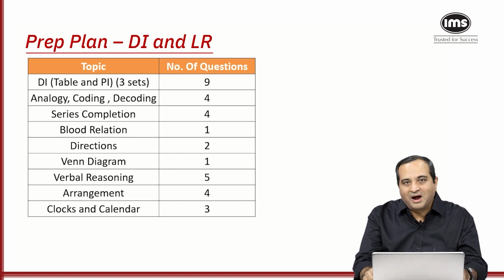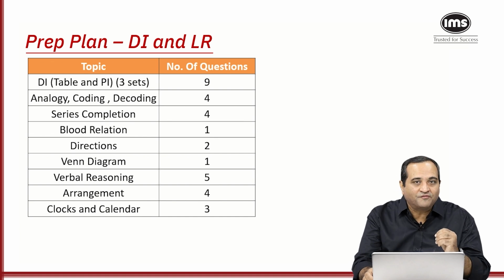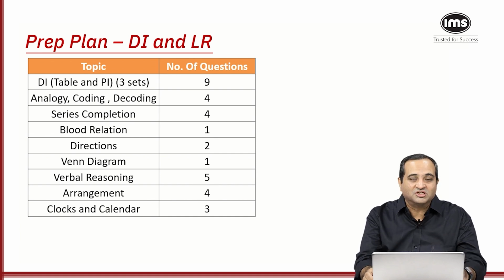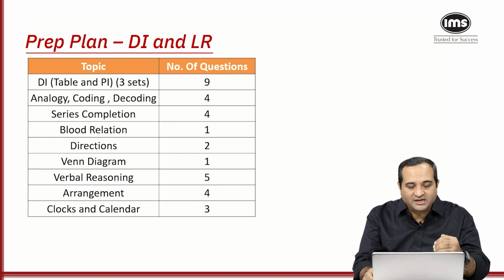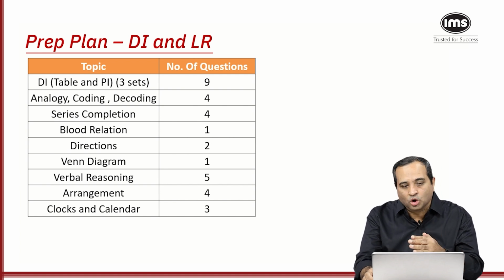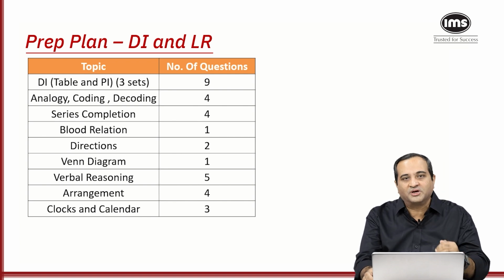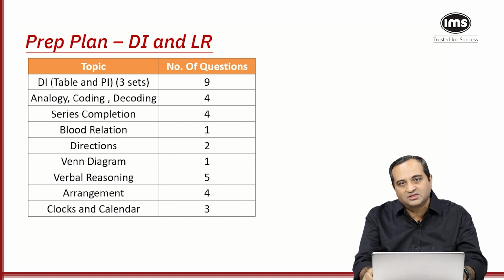Now, in JIPMAT, you have 33 questions of LR. There is no sectional time limit given in the test. The test overall has 100 questions to be attempted in 150 minutes. Out of that 100 questions, you get 33 questions of LR. The distribution is: around 9 questions on data interpretation, 4 questions on analogy, coding, decoding, and so on, 4 questions on series completion, and 5 questions on verbal reasoning, and the various topics are as you can see on the screen.